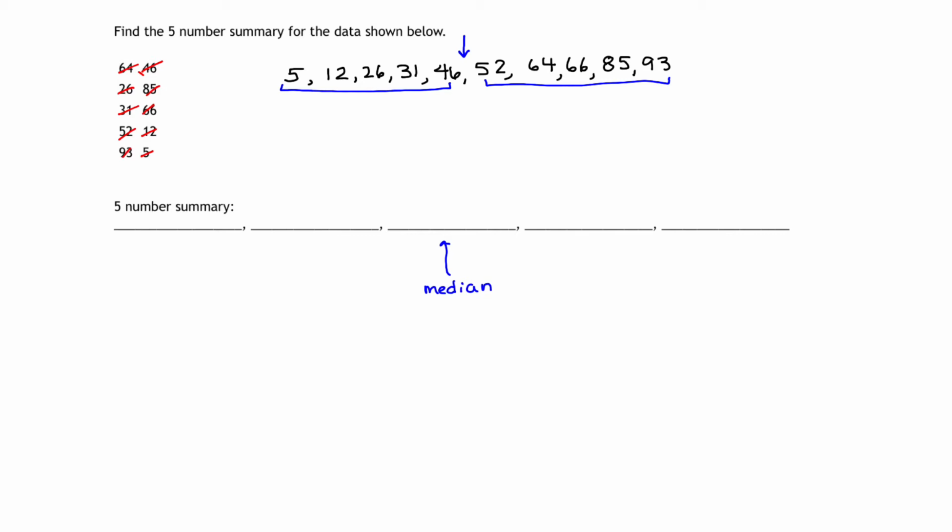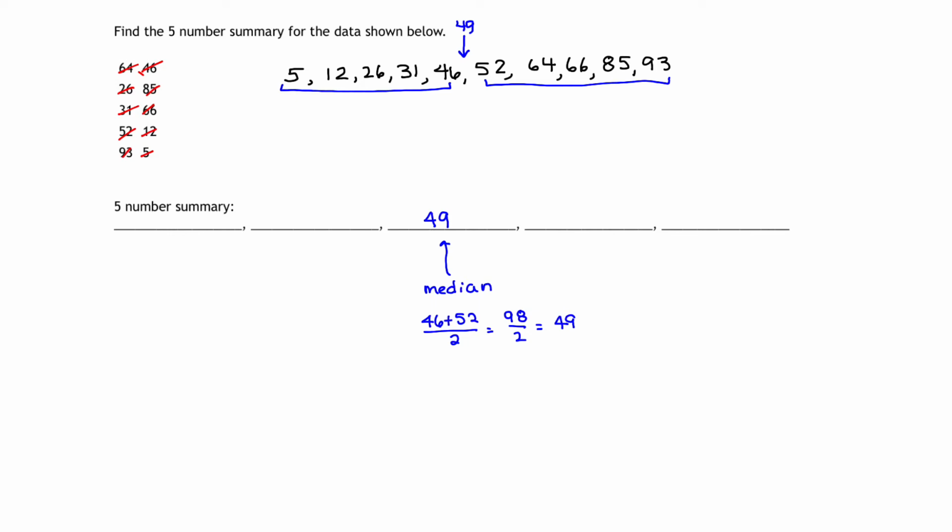That is, the median is going to be the average of 46 and 52. I add those two numbers up and divide by 2. 46 and 52 is 98, and 98 divided by 2 is 49. That tells me that the median for this list of numbers is 49, and that's the middle of the 5-number summary. Now, the first and last numbers are also easy.